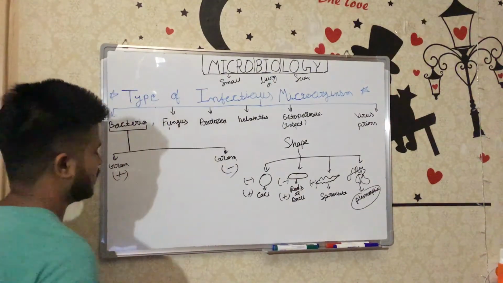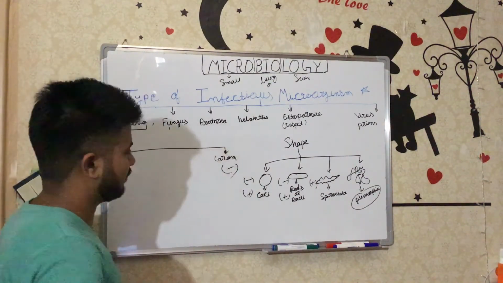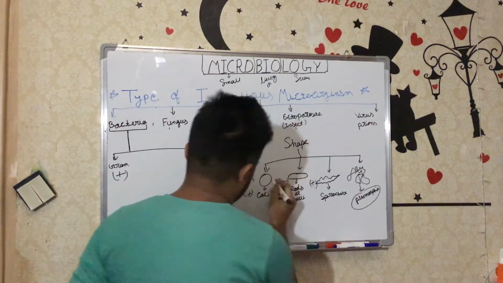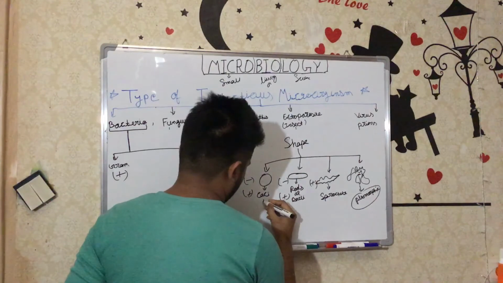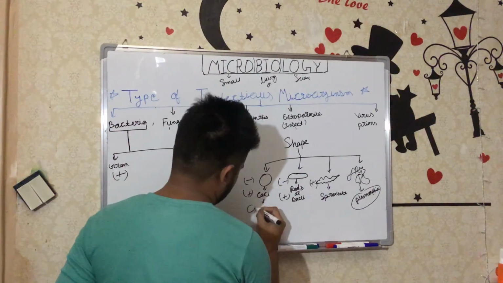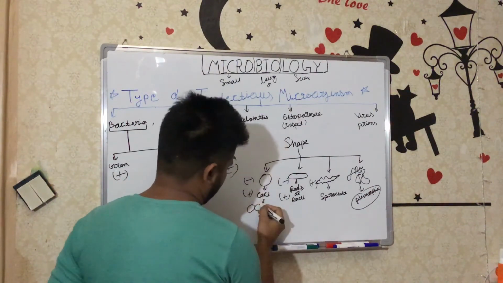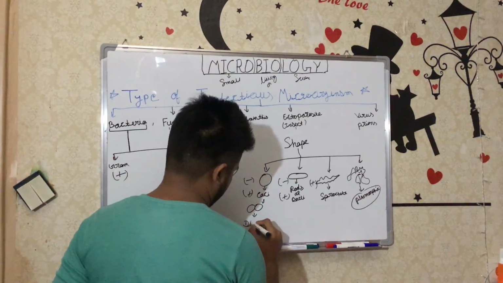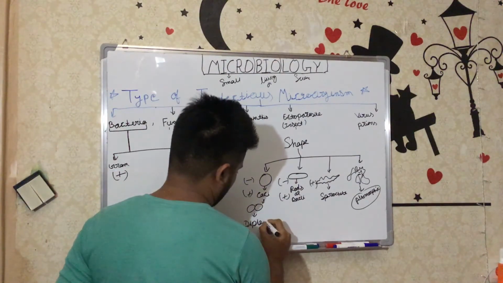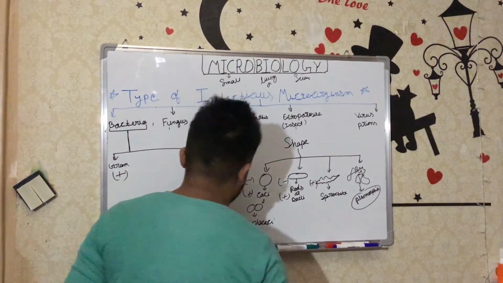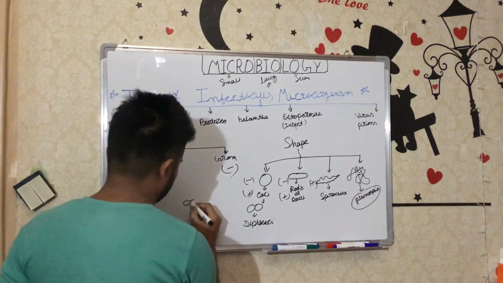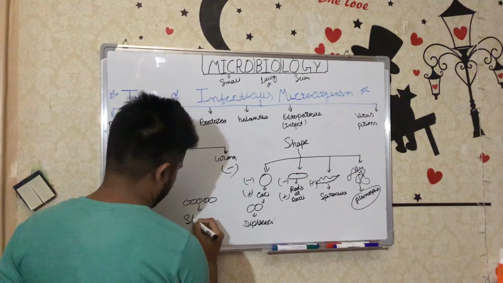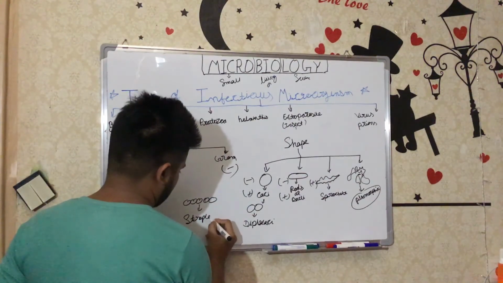So right now, just very basic: this is the cocci. For example, when it's double circular, this is the diplococci. Then a long chain, that is the streptococci.